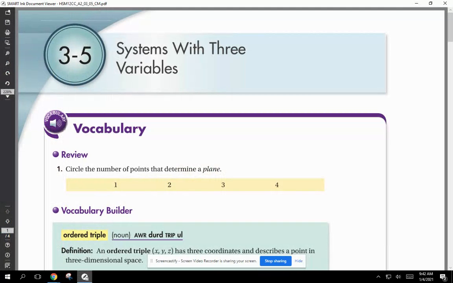Hopefully everything works. We're doing systems with three variables. So let's go through this and define a couple things first. See if my marker works. Good. Remember, a system is just an equation, right? And we're doing equations that are in standard form. We have to remember what standard form is.